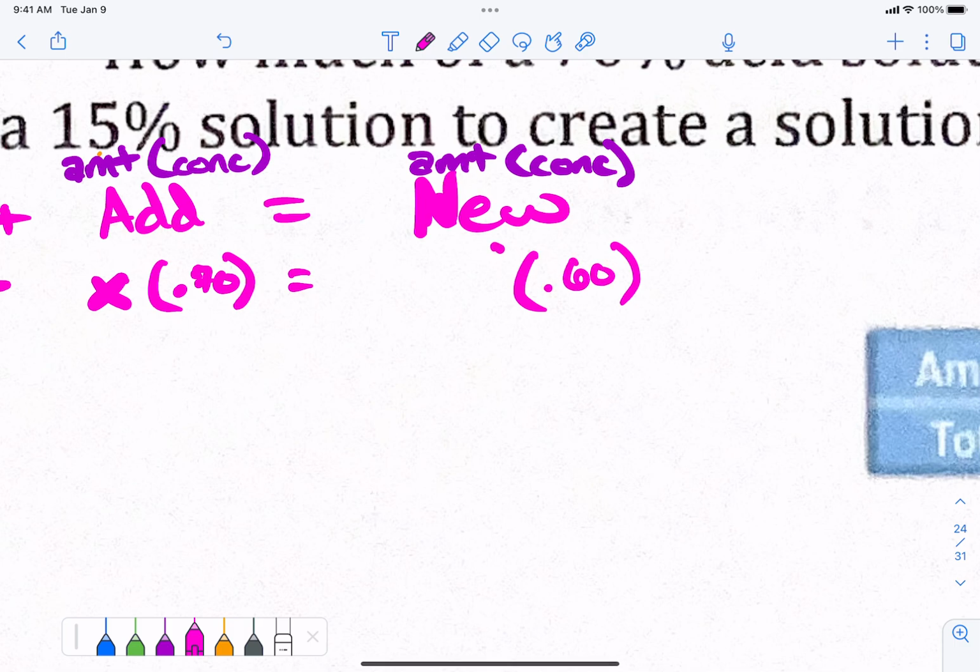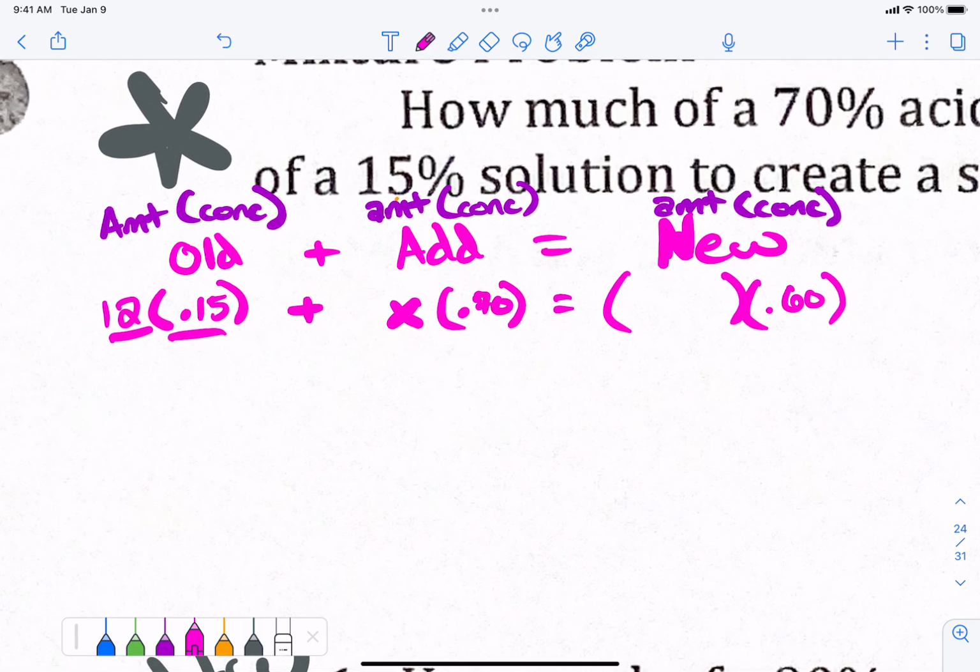60%. Okay, what's the amount going to be? How much is my final solution going to have in it? 12x. Not 12x, you're close. 1.2. Nope. Let's say we were adding, I don't know, 20 in there, right? What would be my total concentration afterward, or total amount afterward?